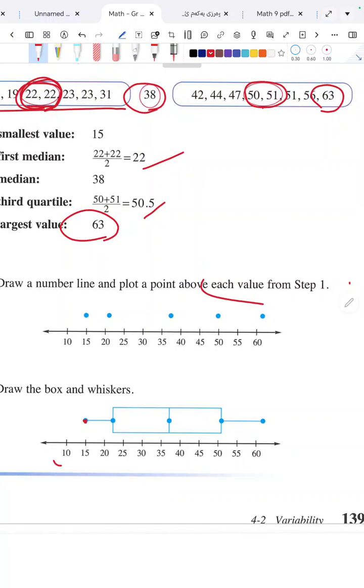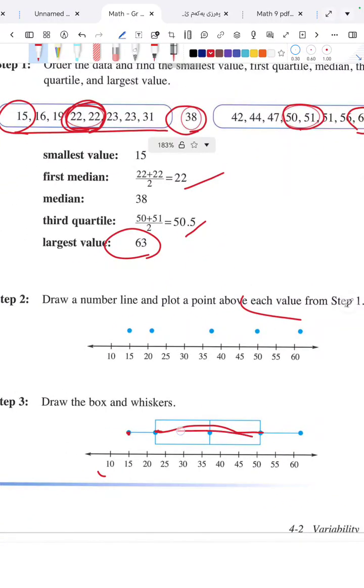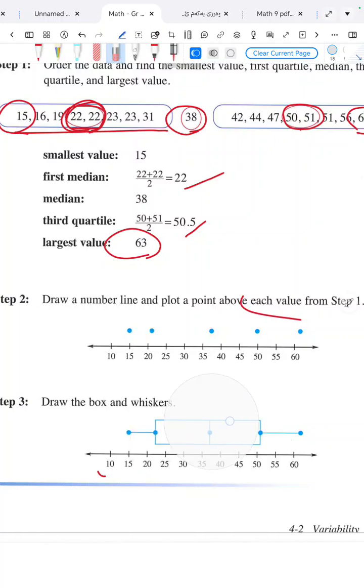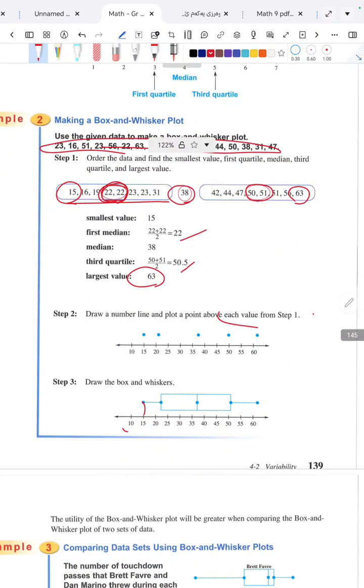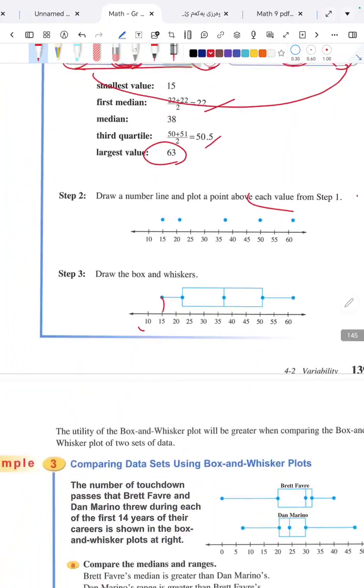If they ask for interquartile range, we will say interquartile range. Pay attention. We will say 50.5 minus, what's the first quartile? It's 22. So 50.5 minus 22. Median is what? Median is 38. What about the least value? Least value is 15. If they ask for range, we will say 63 minus 15.